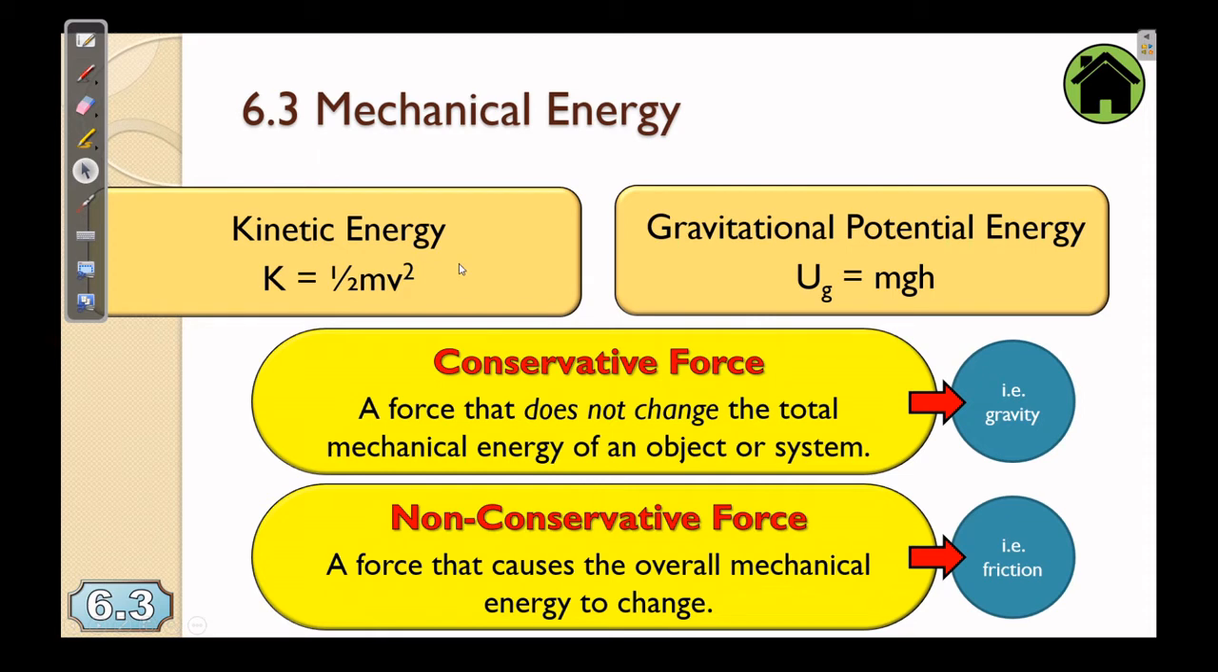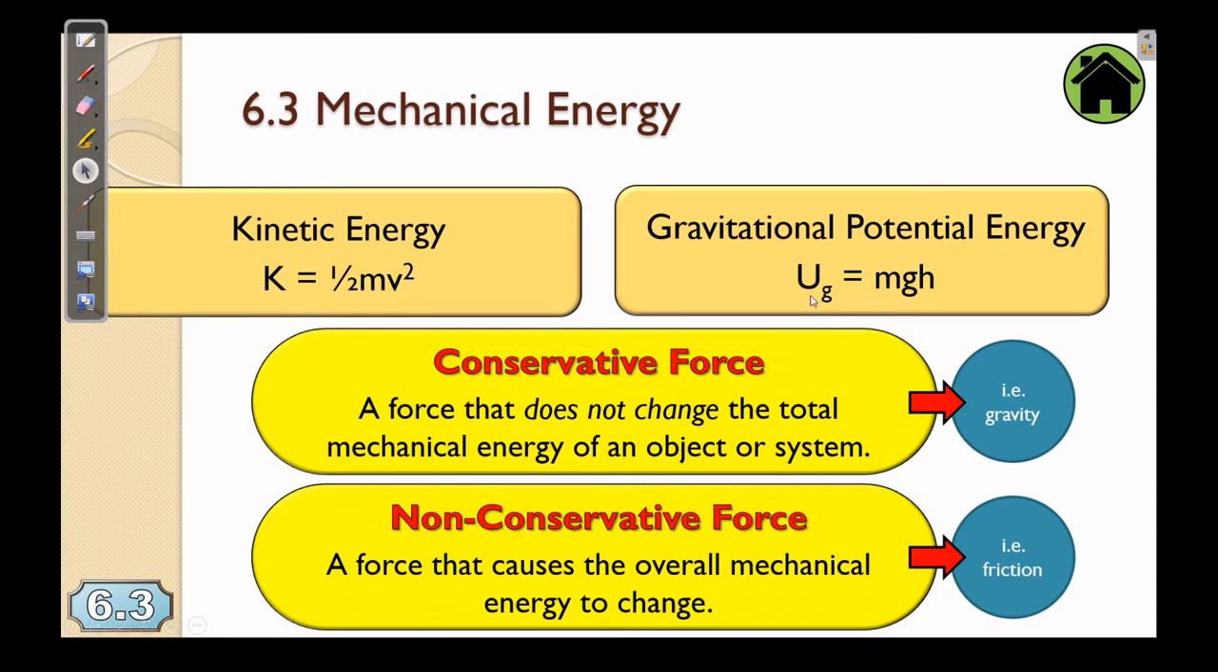The formula for kinetic energy is 1/2 mass times velocity squared. So there's a lot going on there, so pay careful attention whenever you're calculating kinetic energy. You have to multiply the mass by 1/2 or simply divide by 2, which is the same thing, and then you have to square the velocity. Don't forget to do that part.